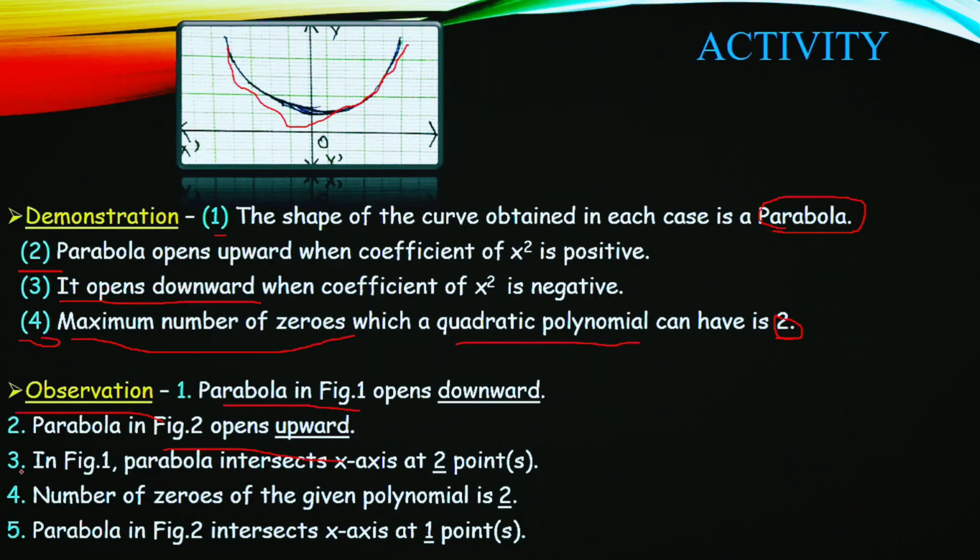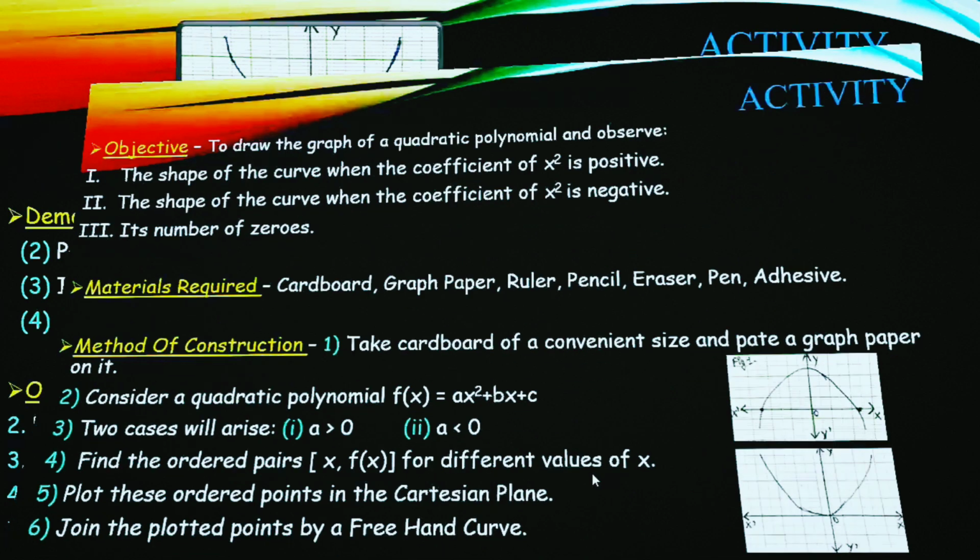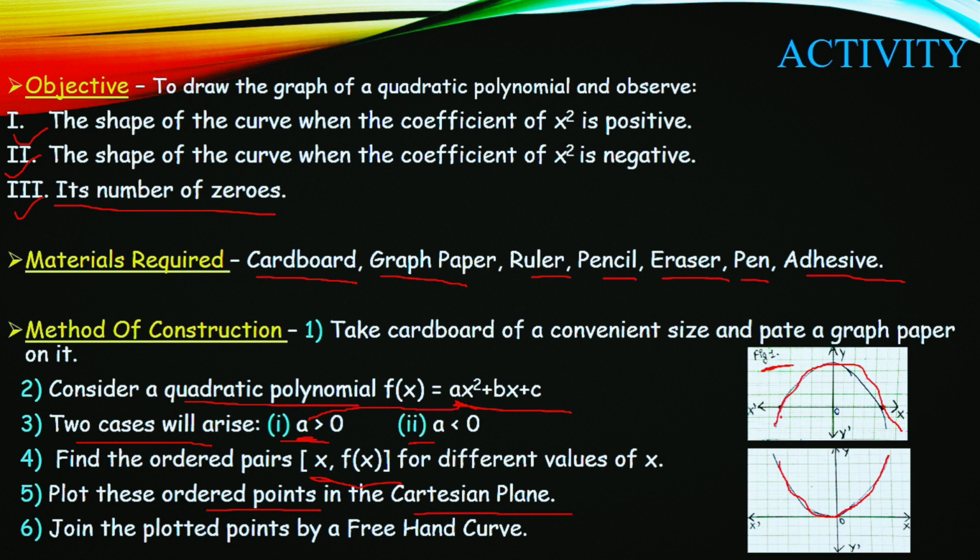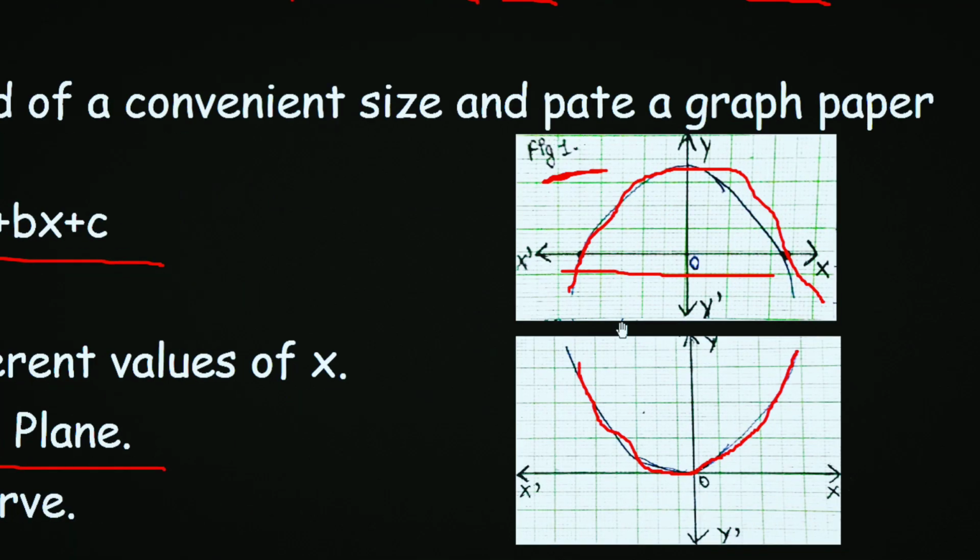Now in figure 1, the parabola intersects the x-axis at 2 points. We can see in figure 1, this is the x-axis, the parabola intersects it at 2 points. I will zoom in. You can see this is the first point and this is the second point. So the parabola cuts the x-axis at 2 points in figure 1.